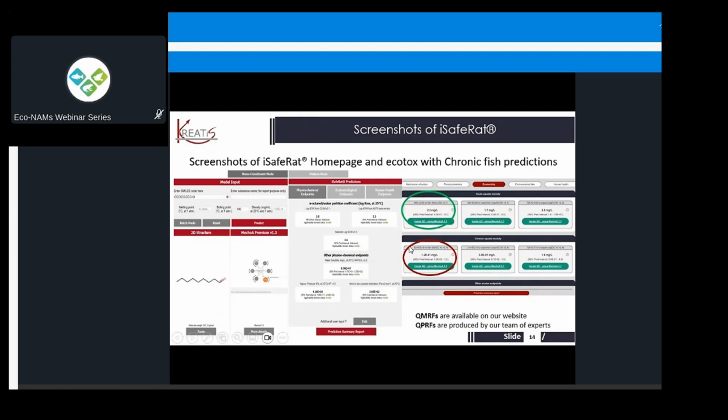QMRFs are available now on our website. If you want to pull them off there, you can see what we can do in terms of QMRFs. Our QPRFs are currently only produced by our team, and we're not automating that at this stage, because if they're used for regulatory submissions, we want to be absolutely sure that they're 100% fit for purpose.